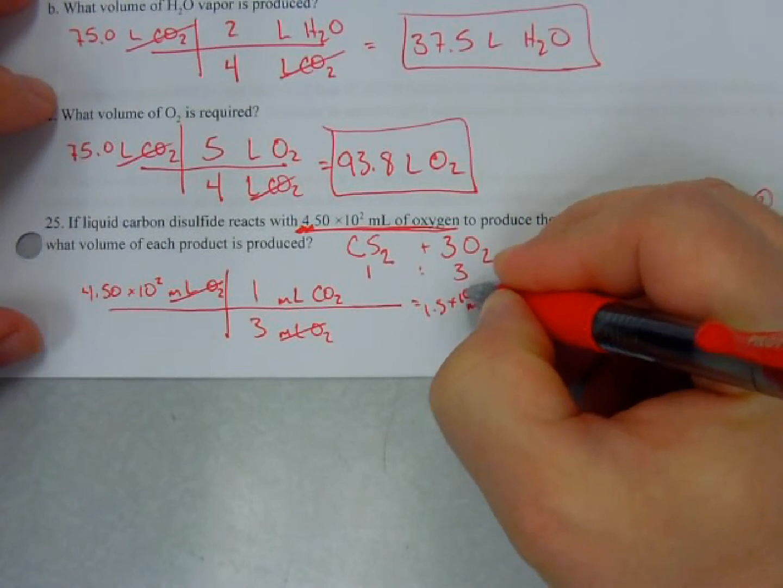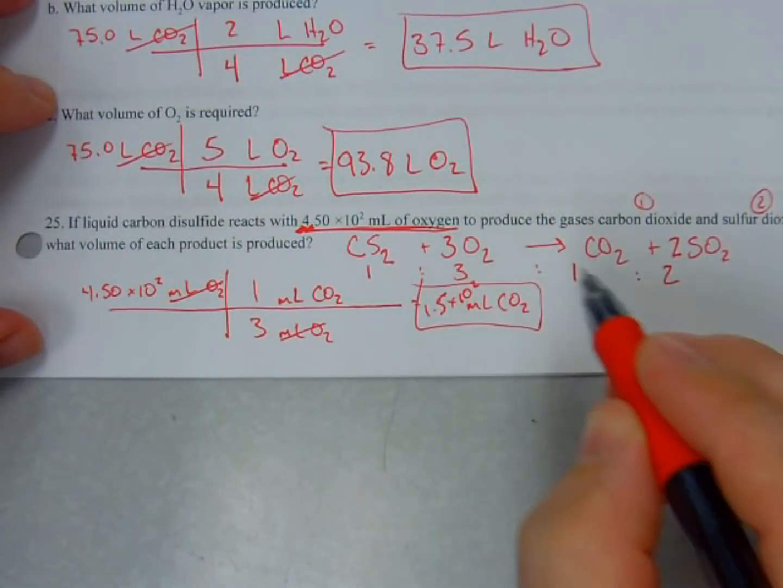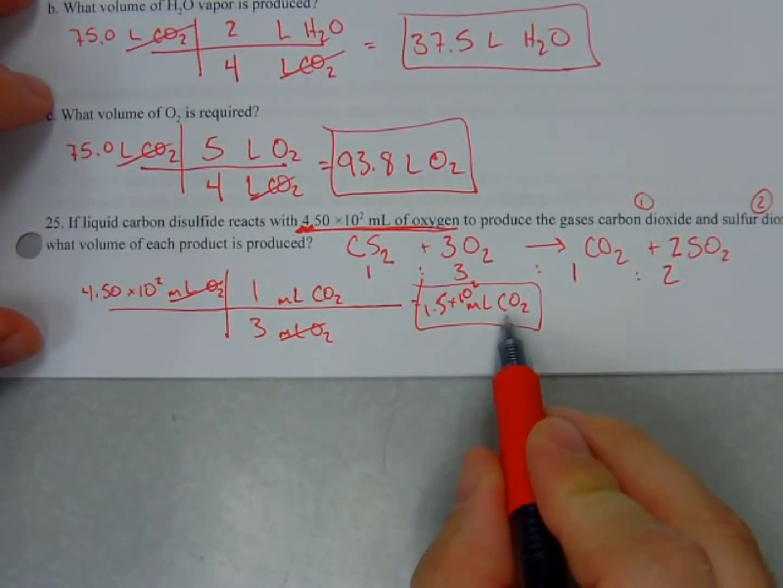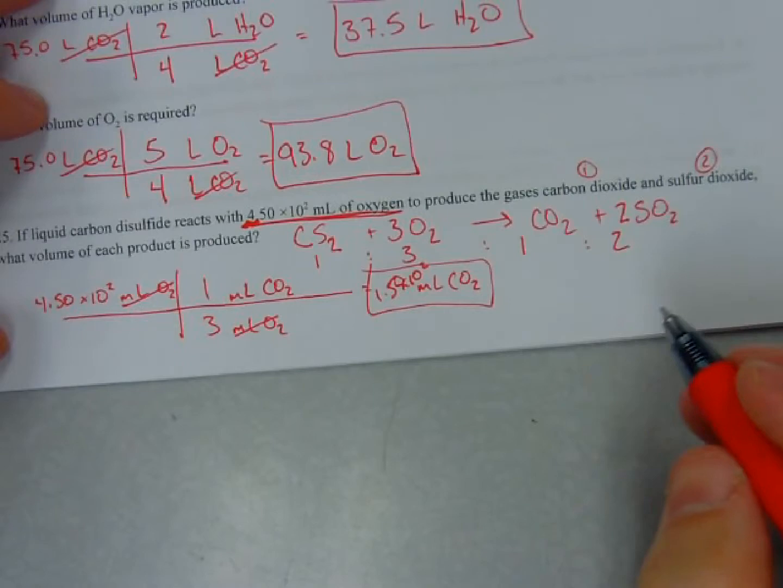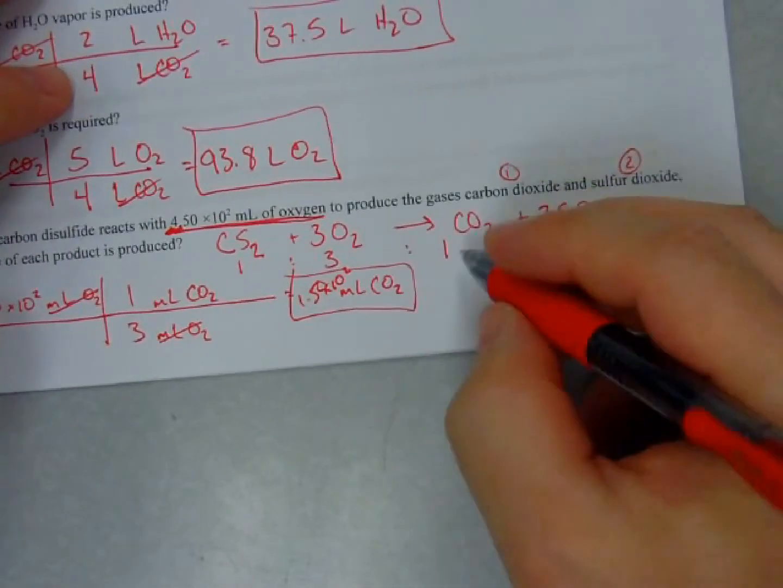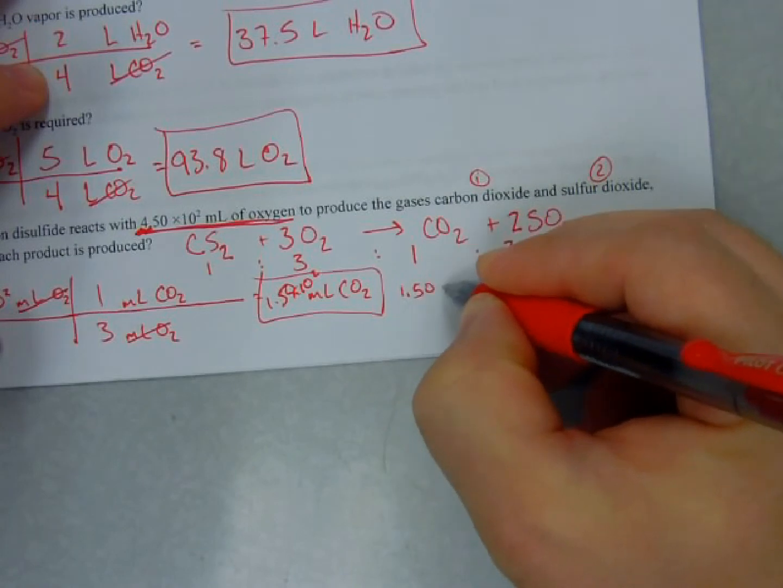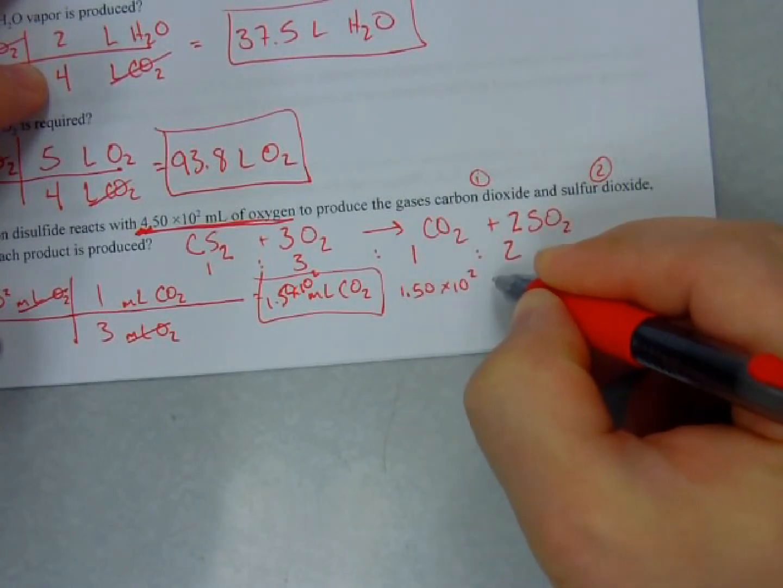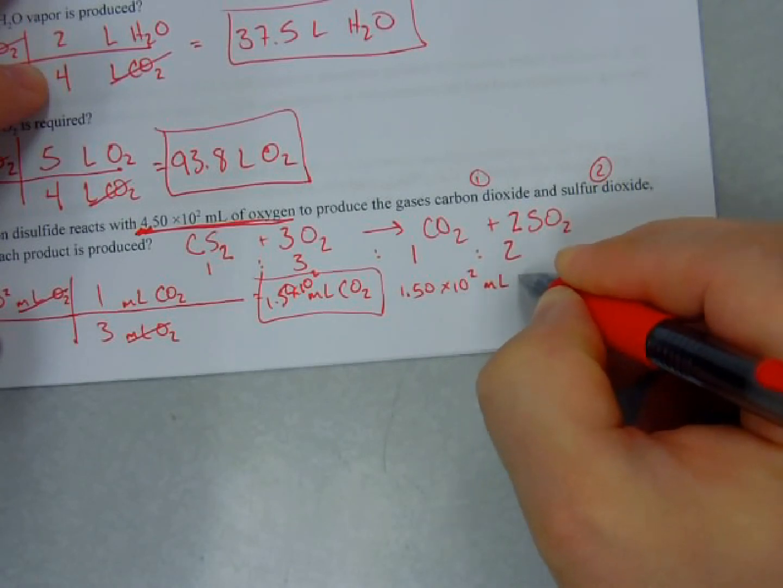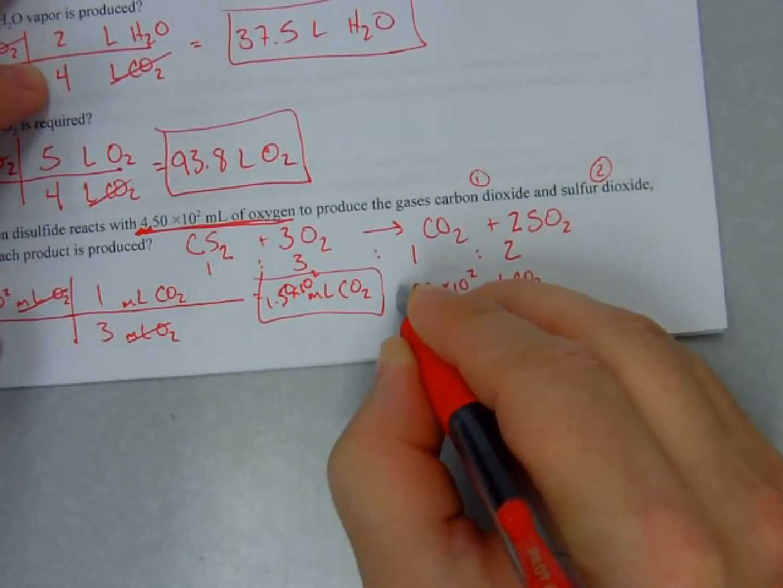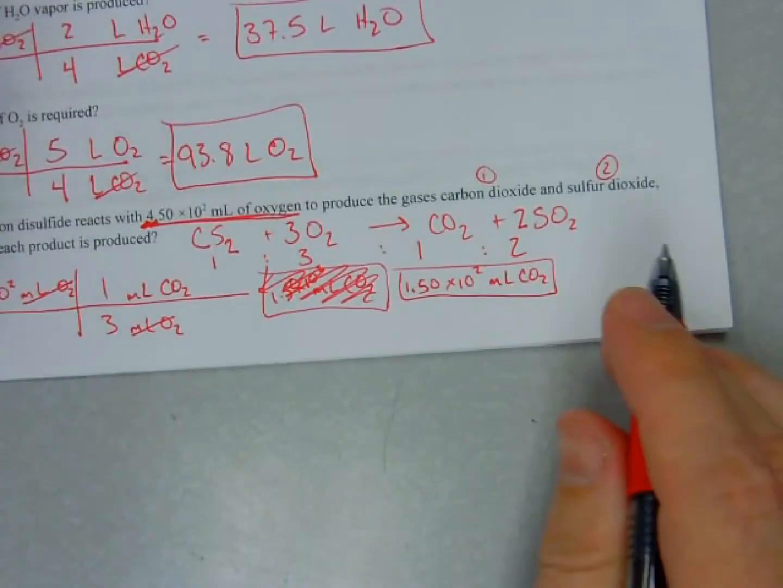So, ran out of room there. 1.5 times 10 to the second. You know what? I need another 0. 3 sig figs. Okay. Actually, I'm just going to write that again. That looks pretty darn messy. 1.50 times 10 to the second milliliters of CO2. That one got a little messy.